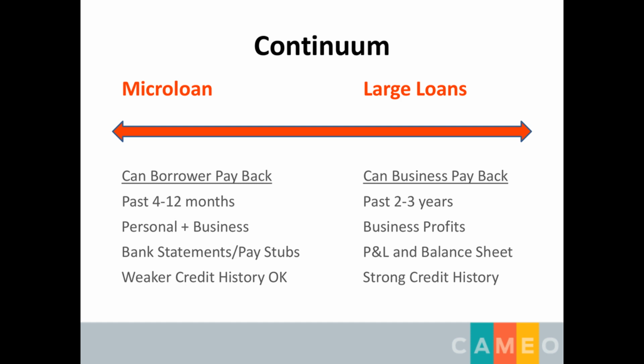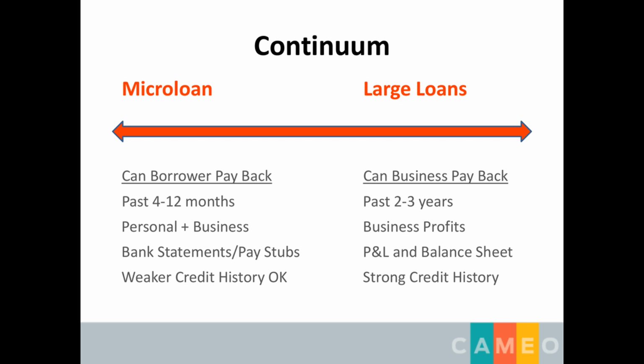Which is why we look at both their whole household situation as well as the business to see if they qualify for the loan. You also tend to have a little bit shorter time window. You're looking in the past. What's their situation been in just the past 4 to 12 months? So you're looking at the very recent history of the person. Again, you're looking at personal and business combined.